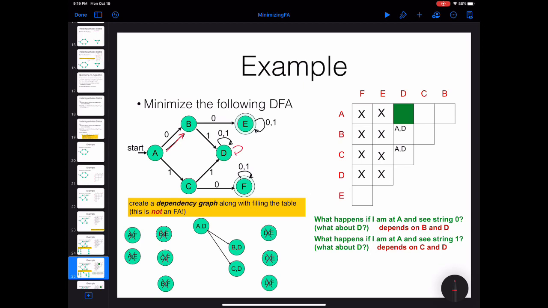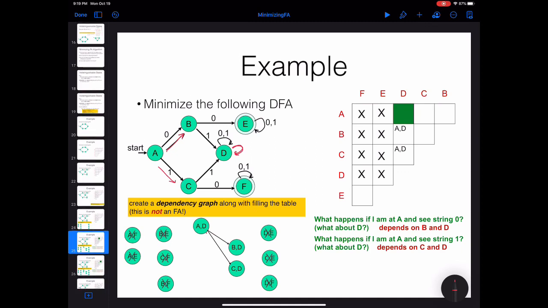Not only that, I've also checked that over the transition of 1 from A, you are going to C, and from D, you are going to stay here. So the equivalency of A and D also will depend on another pair, C and D. As you can see in the dependency graph, I am drawing a dependency from AD to both BD and CD. So if AD is going to be equivalent, both of these two pairs should be equivalent. So far I can get nothing more from this pair.